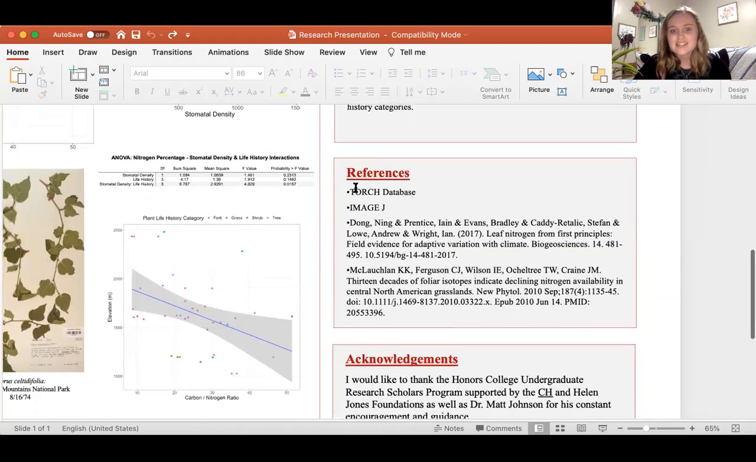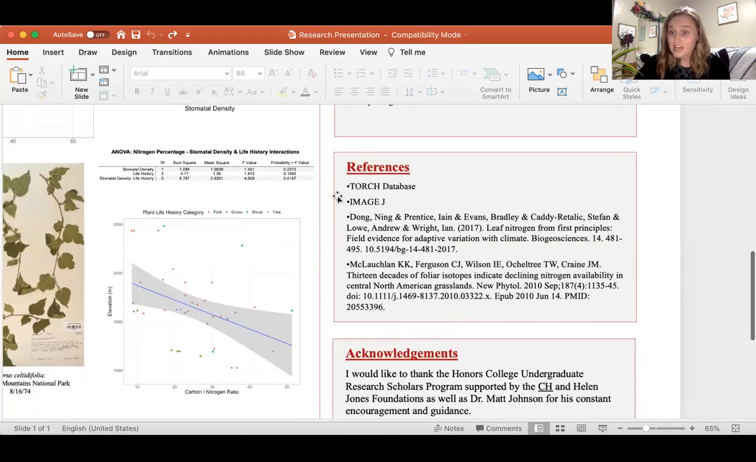All right, and the references. We did obtain all of our results from the TORCH database. This is our database where all of our GUMO specimens are located, as well as all of their localities. Additionally, we used ImageJ to determine the area of each of the plants. We also used a couple of papers for an idea of how to use isotopic and elemental analysis and mass spectrometry so that we can analyze some of these different variables within each of our plants.